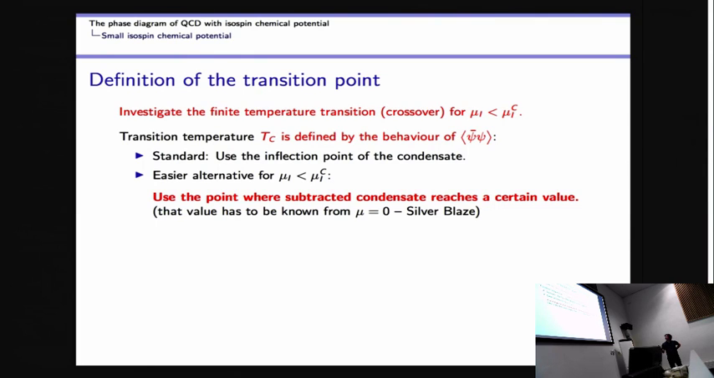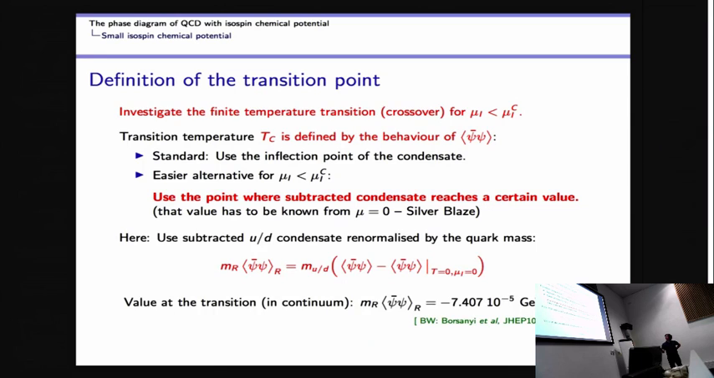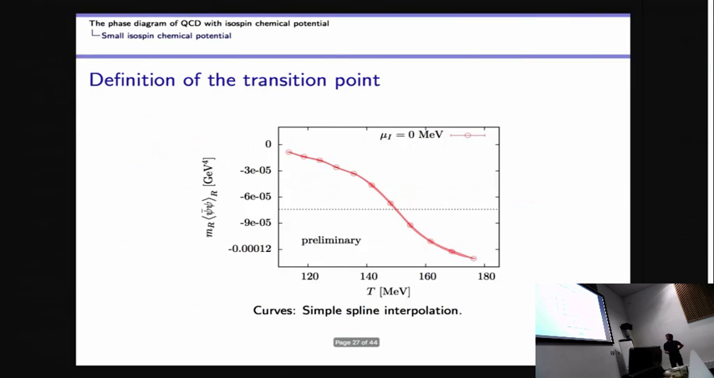All right, so that's what we do, and this is our definition for the condensate. This is the same definition that the Budapest-Wuppertal collaboration has used, so we can basically just take their value that they found at Tc and use that as our definition for the crossover temperature. So let's see how that works.